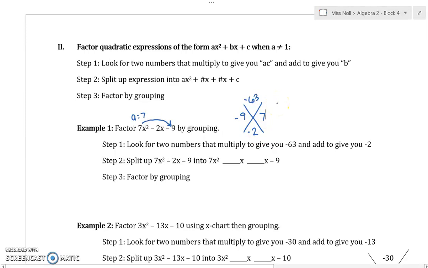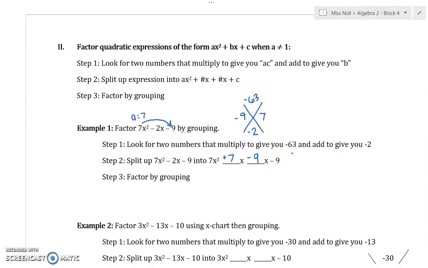Once you have those numbers, you're going to split up 7x squared minus 2x minus 9 into 7x squared, and it doesn't really matter what order you put them in. It should work out either way. But I'm going to go ahead and put plus 7x minus 9x minus 9. Then we take this and we factor it by grouping.